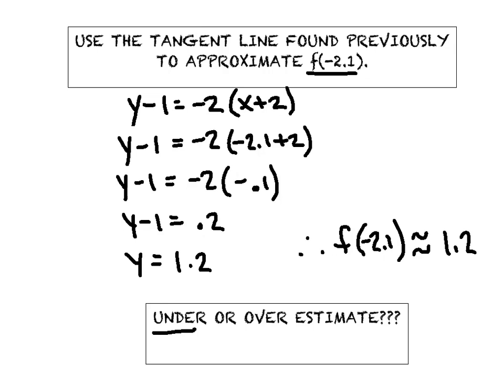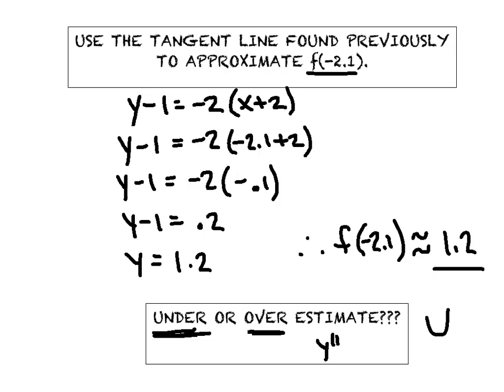How would you determine whether that 1.2 was an over or an underestimate when we compare it to the actual value of f of negative 2.1? What we would have to do is what? Hopefully you've already answered this question in the back of your head. We'd have to take the second derivative, and we'd have to evaluate that second derivative at x equals negative 2.1 and see whether it was concave up or down.